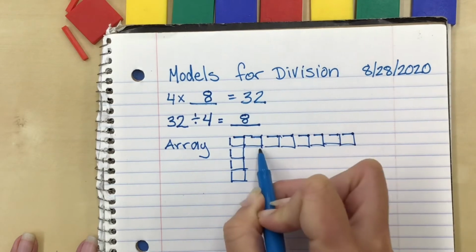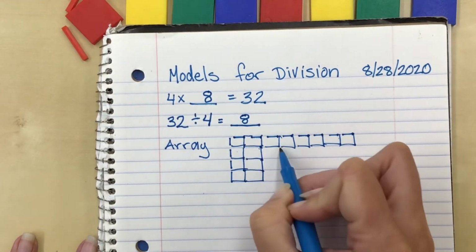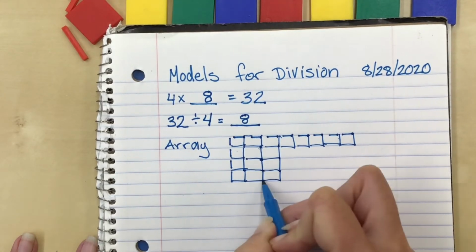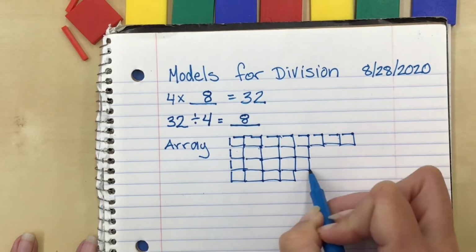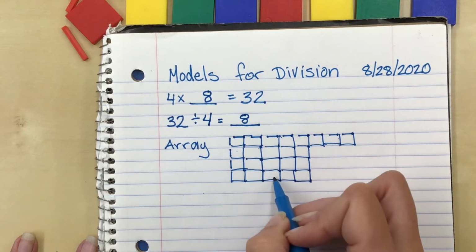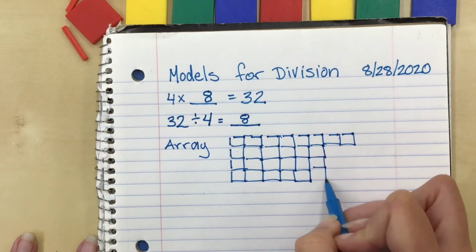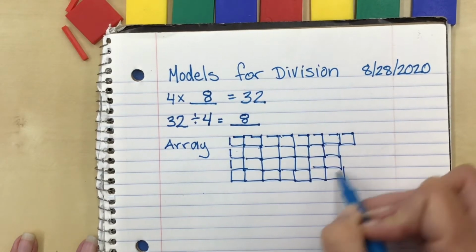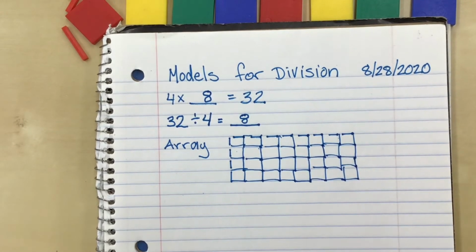just so you get the idea that if you start with knowing there's 4 and you have to get to 32, you would just keep filling it in until you get 32 tiles. So here I have 4, 8, 12, 16, 20, 24, 28, 32. That's our array model. Okay, remember to pause it if you need to.